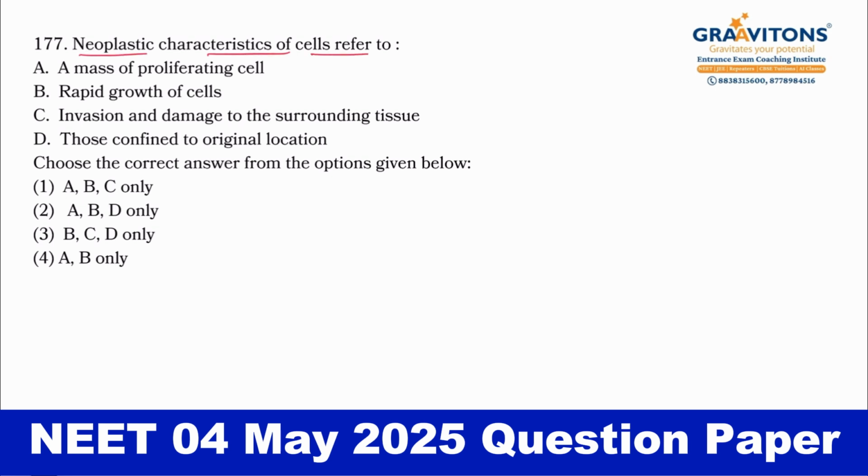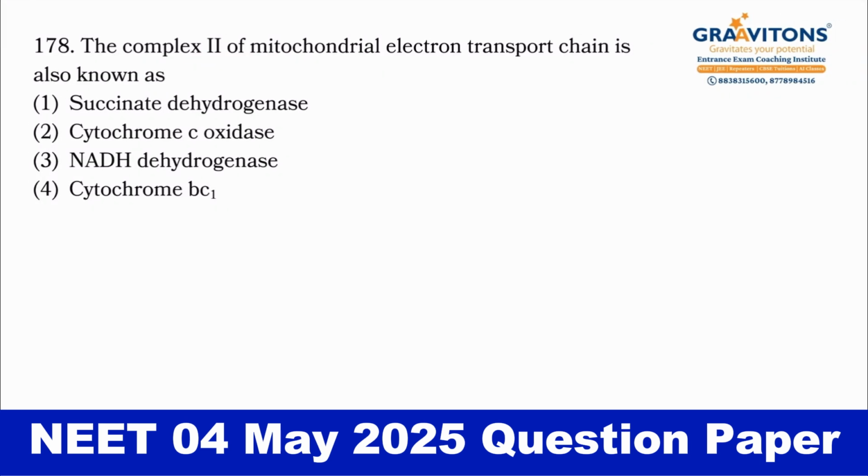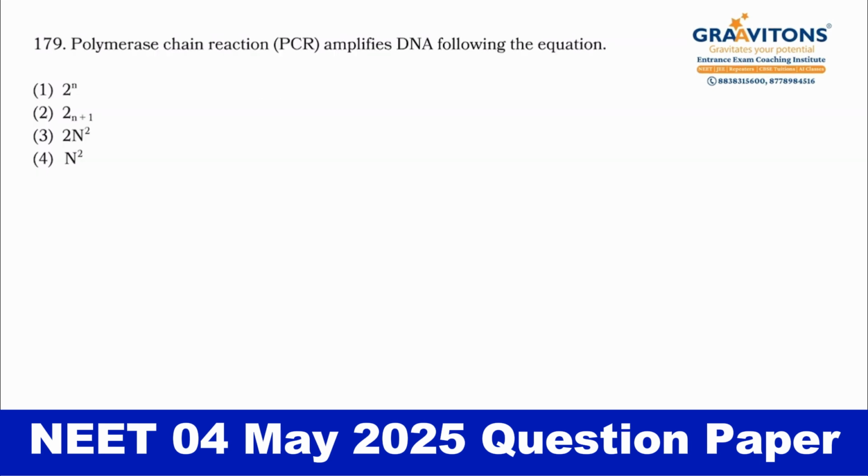So the next question, question number 177. Neoplastic characteristics of a cell refers to a mass of proliferating cells, rapid growth of the cell, and invasion and damage to the surrounding tissue. Yeah, the property of metastasis should be shown, and it is a characteristic feature of malignant tumor. And those confined to the original location, no, right? So the answer for this question is option 1. And next one, 178. Complex 2 of mitochondrial electron transport system, that is chain, is also known as succinate dehydrogenase. Direct question here.